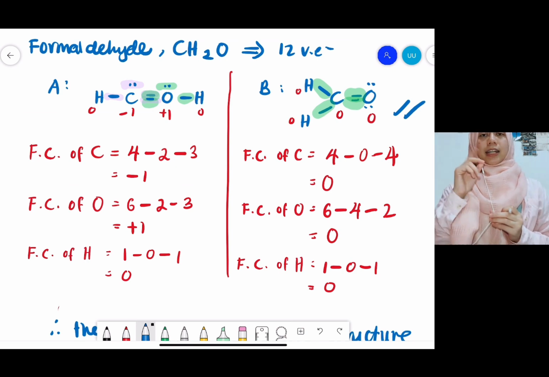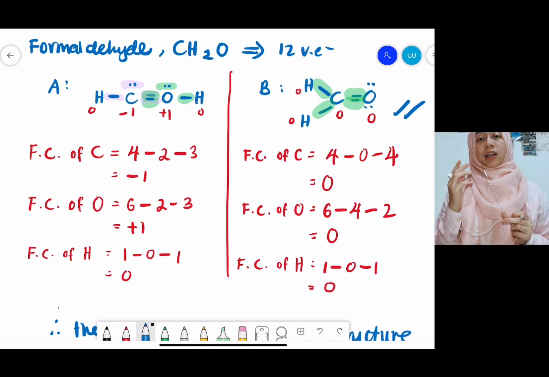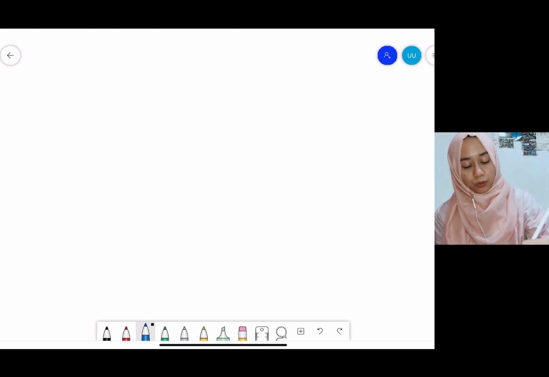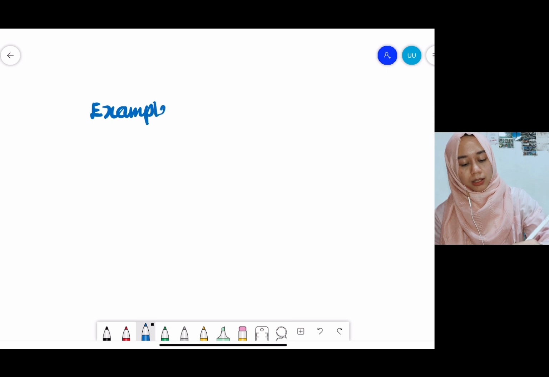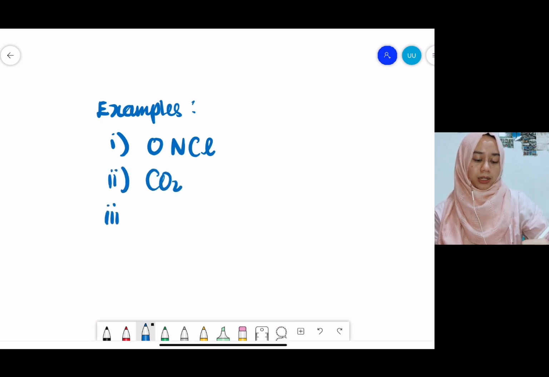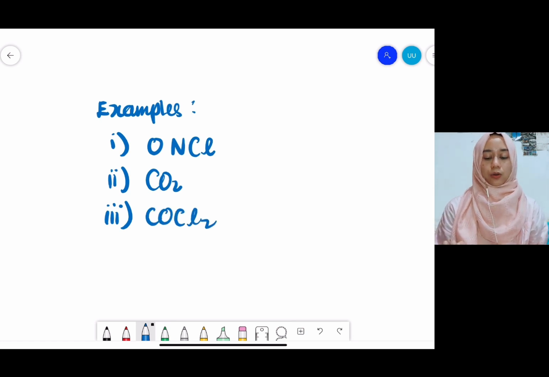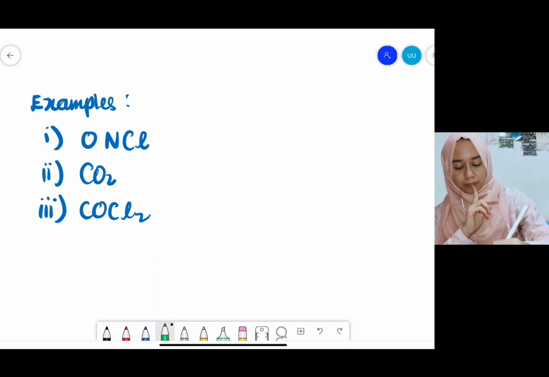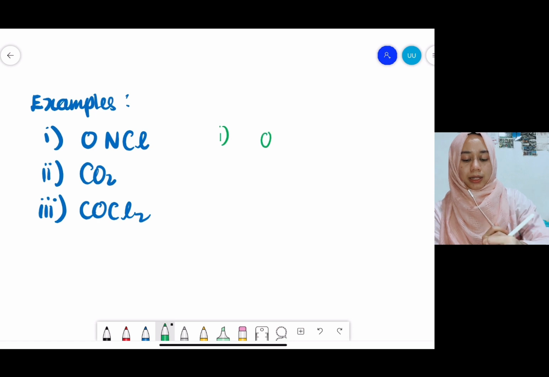Okay, so yang B ni yang betul, bukannya A. Okay, jadi now kita just try untuk tengok balik pemahaman kamu untuk kira formal charge ni. Okay, so now kita akan tengok 3 example yang sama macam dalam nota kamu. Okay, so examples 1, we have O and Cl, and then number 2 kita ada CO2, and then number 3 kita akan tengok kepada COCl2. Okay, so kita tengok dahulu example 1. So untuk example 1, so the Lewis structure untuk O and Cl ni adalah macam ni.